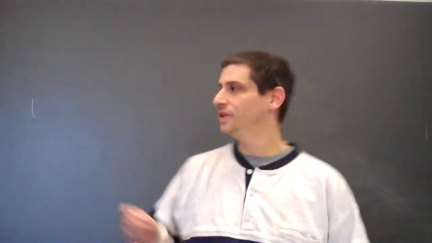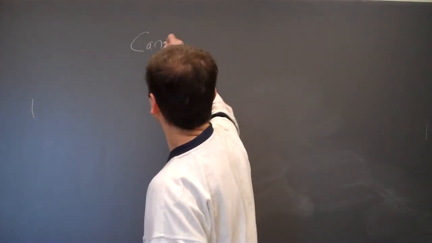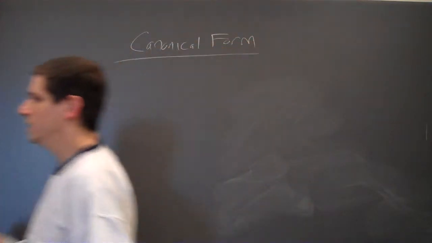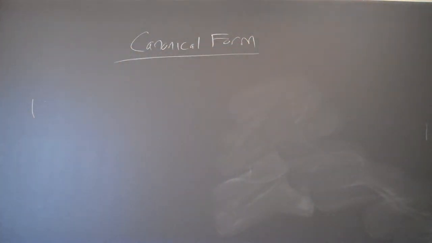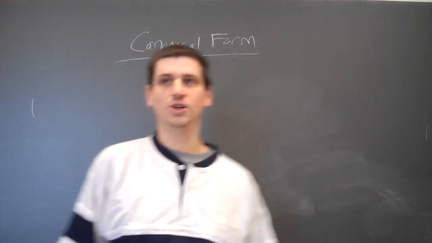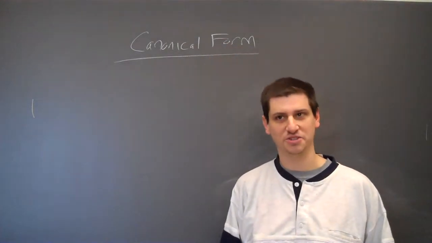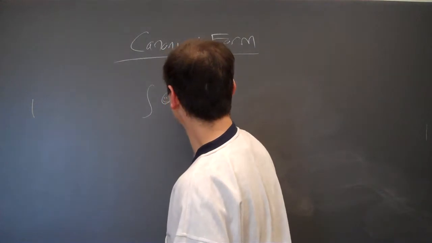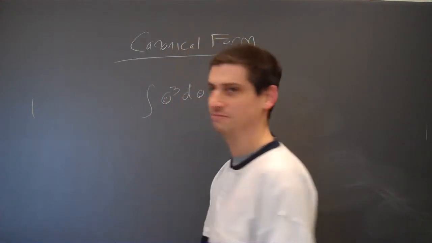So what I want to do is talk a little bit about canonical form. Does it matter what letter we use for variables when we integrate? No. Could I have my variable be a smiley face? Yes, I could integrate smiley face cubed d smiley face, right?